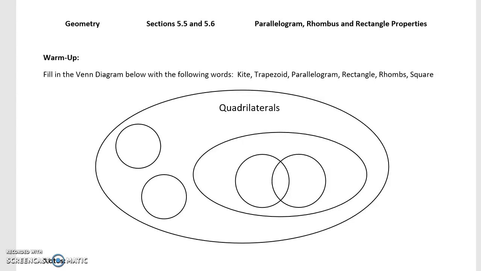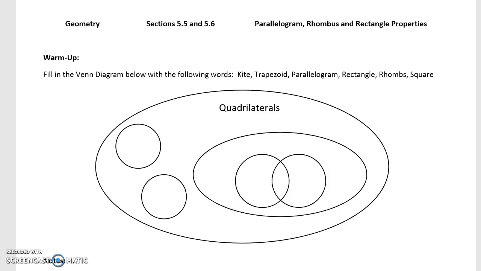So first of all, let's fill in a Venn diagram with the words kite, trapezoid, parallelogram, rectangle, rhombus, and square. Remember, what a Venn diagram does is it shows the relationship between different sets or groups. So this outside circle represents the set of all quadrilaterals. If you notice, we have two circles that are completely within the quadrilateral set, but totally independent. They're not overlapping, they're not touching, they're separate circles. And then we have one circle or oval here with two other circles or ovals inside it and a bit of overlap. So when we fill this in, we want to think about the relationship.